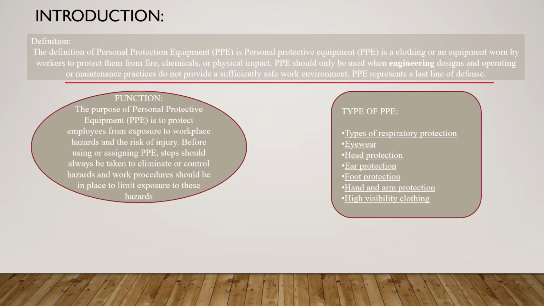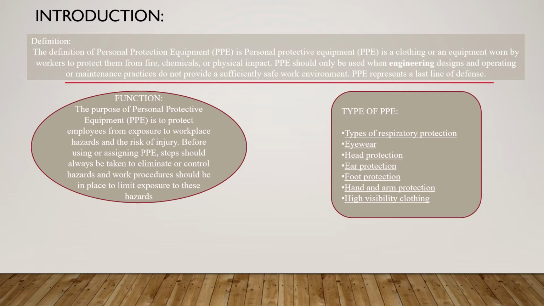So the definition of PPE is personal protective equipment, which is a clothing or an equipment worn by workers to protect them from fire, chemical or physical impact. The PPE should only be used when engineering, design and operating or maintenance practice do not provide a sufficiently safe work environment. PPE represent a last line of defense.